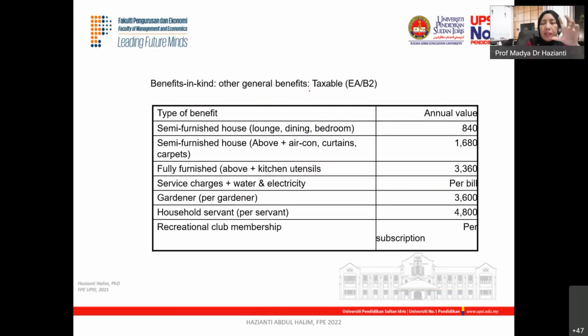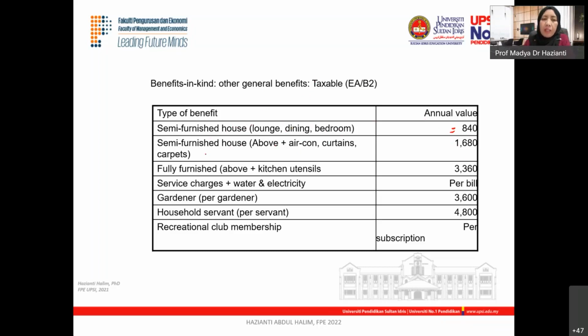Right, tadi kereta kan dengan driver or dengan minyak. You can also get a house, semi-furnished house. Semi-furnished, ada lounge, dining, bedroom je. Semi-furnished, 840 per annum. If semi-furnished tapi ada atas ni plus aircon, curtain, carpet, 1680.